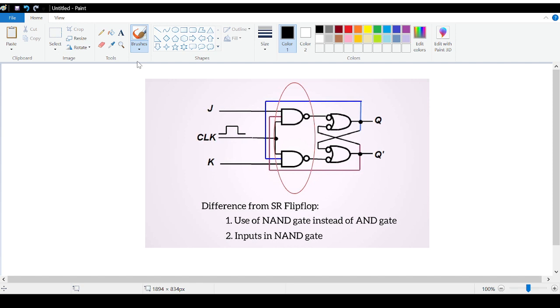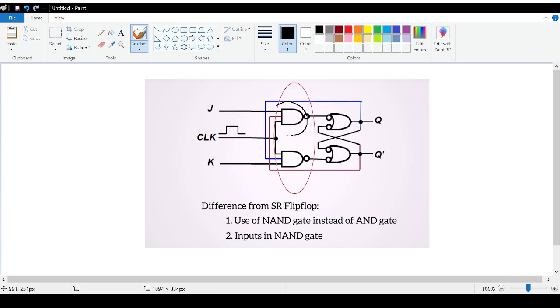So can you tell me how it is different from the SR flip-flop? Ma'am, the NAND gate is used in place of the AND gate. Right. Previously we had an AND gate, here we have a NAND gate. And what else? We are using NOTs while getting the outputs. This is still a NOT gate, or these are still NOR gates, just a different notation. And what else is different?